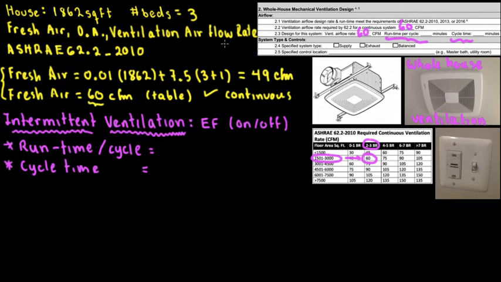In order to comply with ASHRAE 62.2, there are different methods. One method is the exhaust method. Method number 2 is the supply air or fresh air method. And number 3 is the balanced method, ERV or HRV. In this case, and in all my videos, we've been talking about the exhaust method.